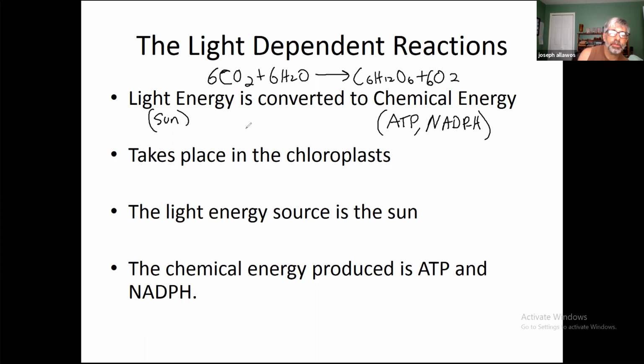And you can see it says it here. One of the things I like to draw out is like this. I'm going to say energy of light is being converted to energy of chemical, and then knowing the sun is the light energy source, and ATP and NADPH are the chemical energy sources. So let's see how it works.